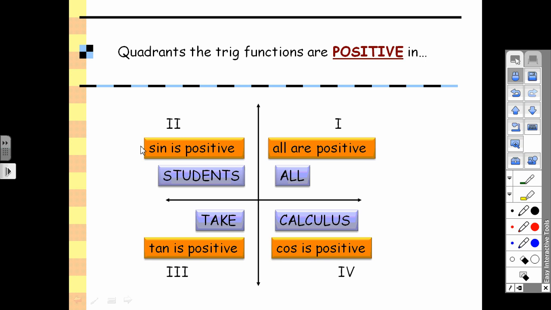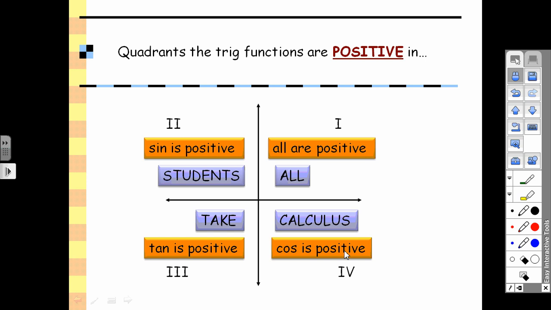So what that means is if you were over here in the second quadrant, sine is positive there, but that also means that cosine and tangent are both negative here. Okay, same thing down here, tangent is positive in the third quadrant. That means sine and cosine are both negative there. Okay, so if you look at this, each trig function is positive in two quadrants and is negative in two quadrants. For example, they're all positive in the first quadrant and then positive in one other quadrant. So sine is positive in the first and second, tangent is positive in first and third, and cosine is positive in the first and fourth.